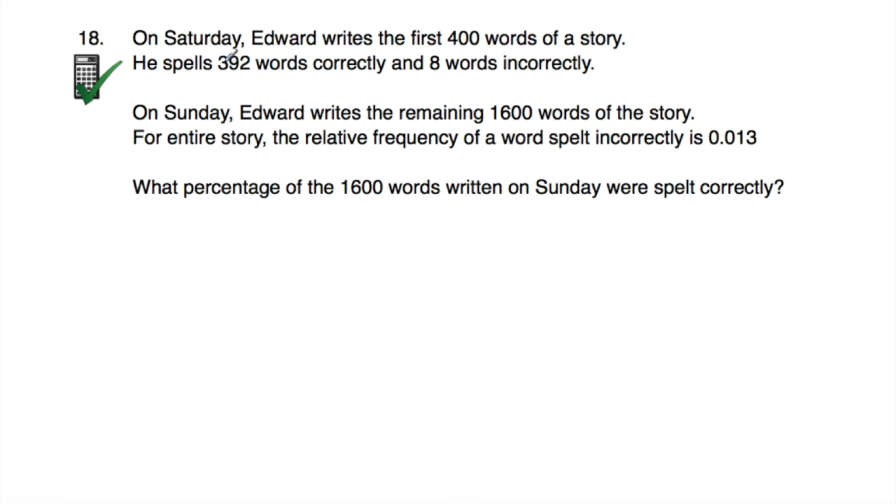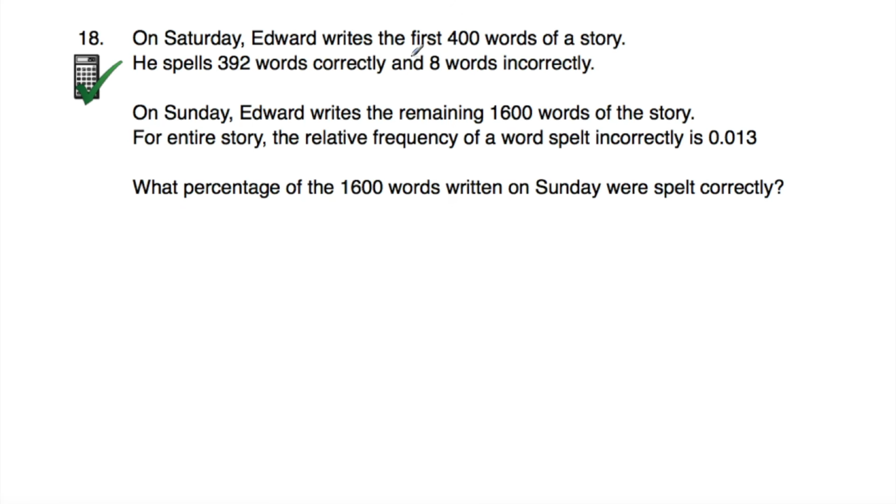Question number 18 says, on Saturday, Edward writes the first 400 words of a story, and he spells 392 words correctly and 8 words incorrectly. And on Sunday, Edward writes the remaining 1,600 words of the story. And for the entire story, the relative frequency of a word being spelled incorrectly is 0.013. The question says, what percentage of the 1,600 words written on Sunday were spelled correctly? Okay, so let's have a look at this question.